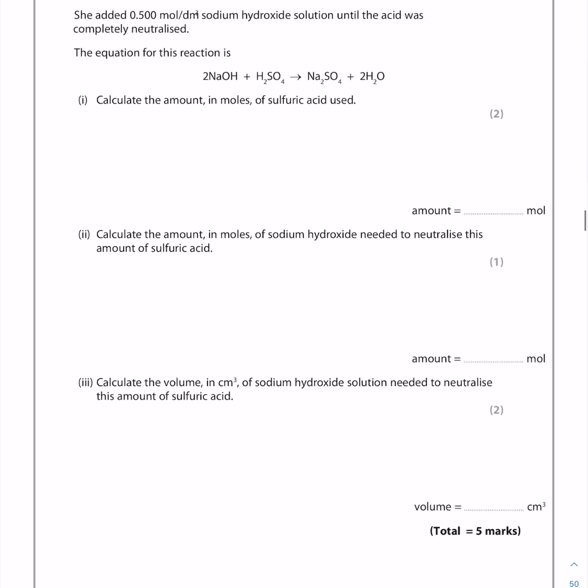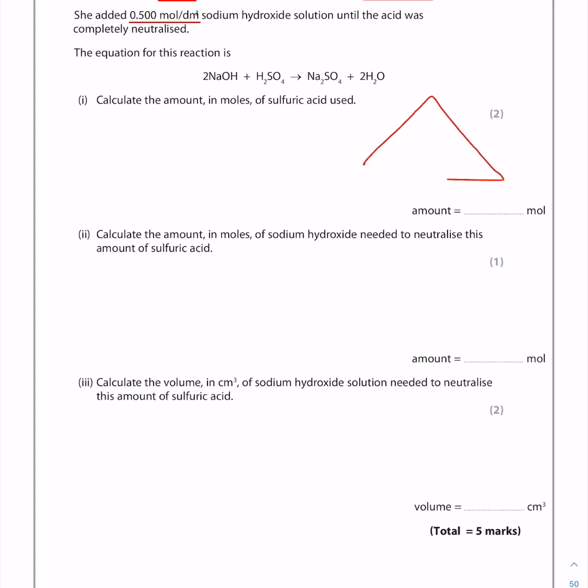Question 39. A student used sulfuric acid in her experiments. She started with 25.0 cubic centimeter sulfuric acid of concentration 0.650. She added 0.550 mole per cubic decimeter sodium hydroxide until the acid was completely neutralized. The equation for the reaction: 2 moles of sodium hydroxide plus 1 mole sulfuric acid gives 1 mole of sodium sulfate plus 2 moles of water. Calculate the amount in moles of sulfuric acid used.